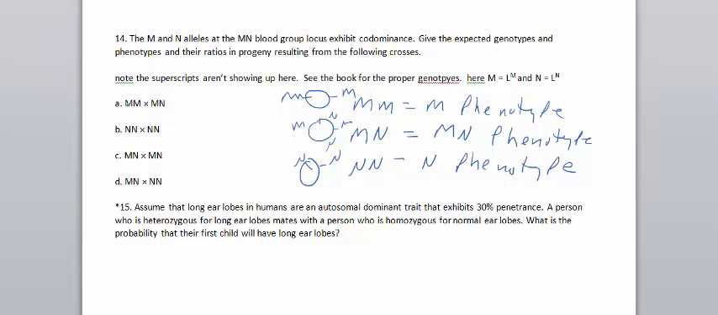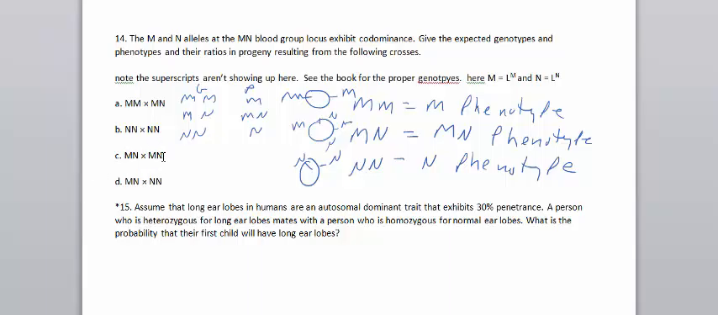So they're already giving us the genotypes of these. So what we would get here is M, or M, N. So those are the genotypes. And then the phenotypes are just M blood type or M, N blood type. For these guys, we could only get the N genotype, and only the N phenotype.